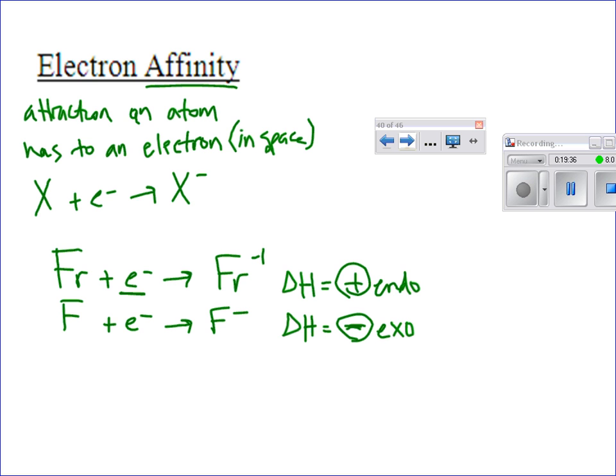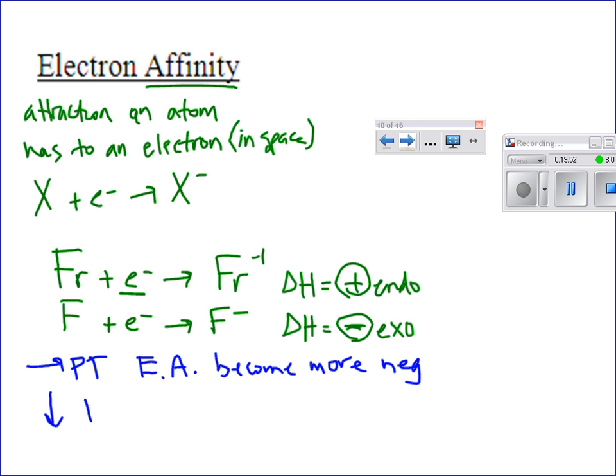So, to sum it up, as you go across the periodic table, electron affinity becomes more negative, that's towards fluorine. And as you go down the periodic table, electron affinity becomes more positive.